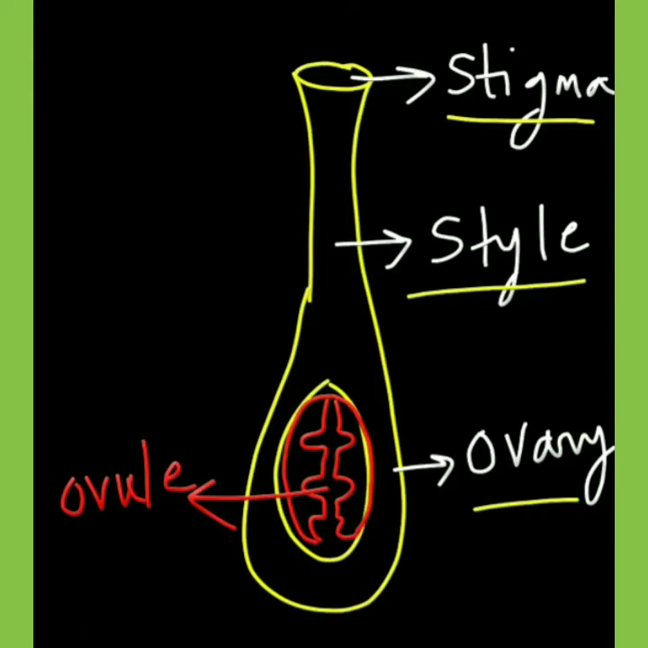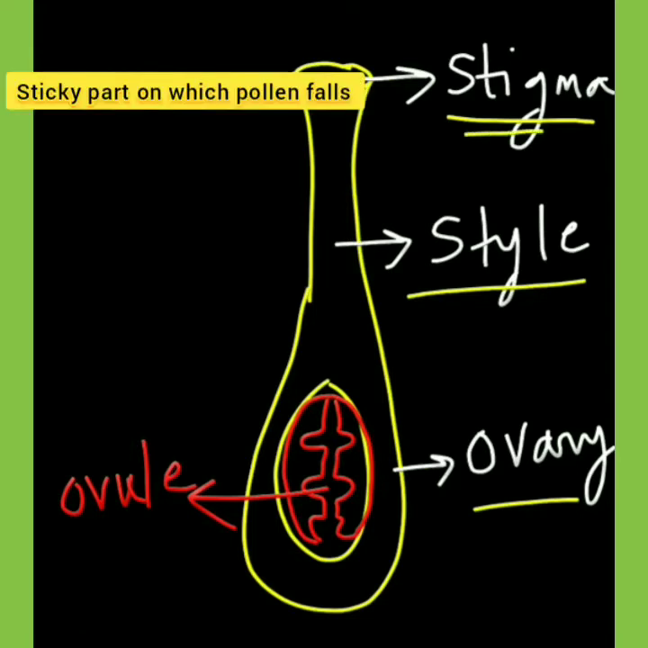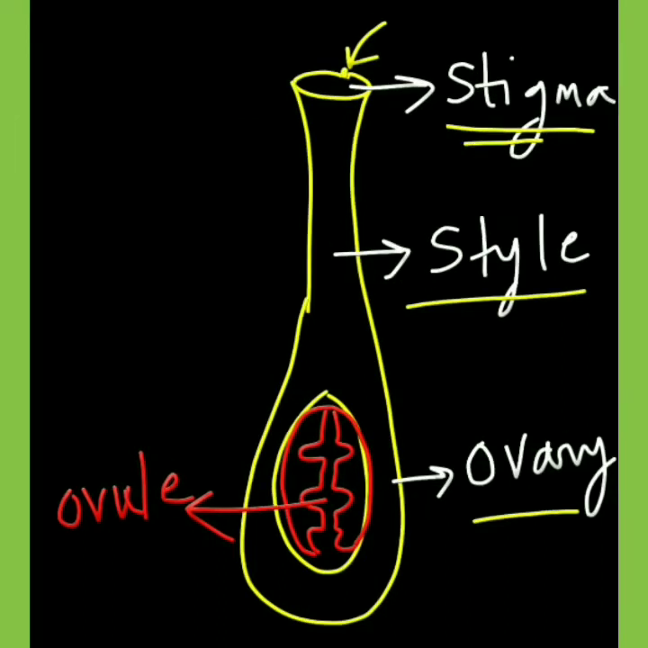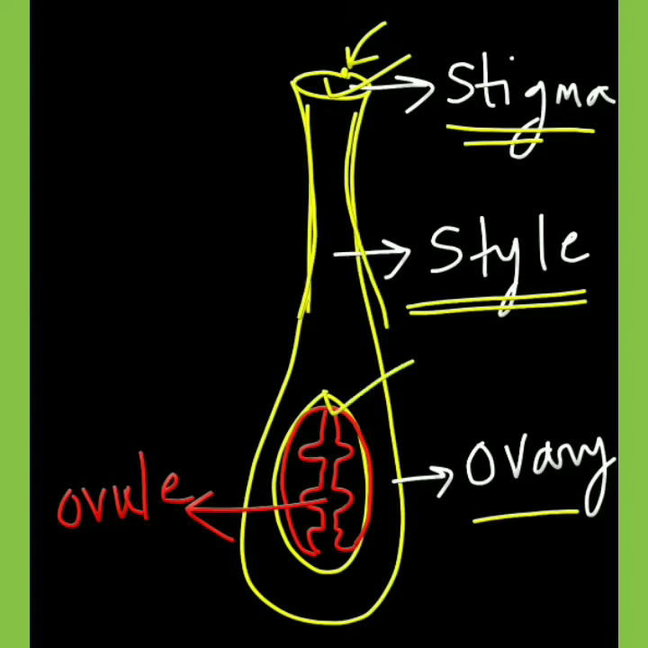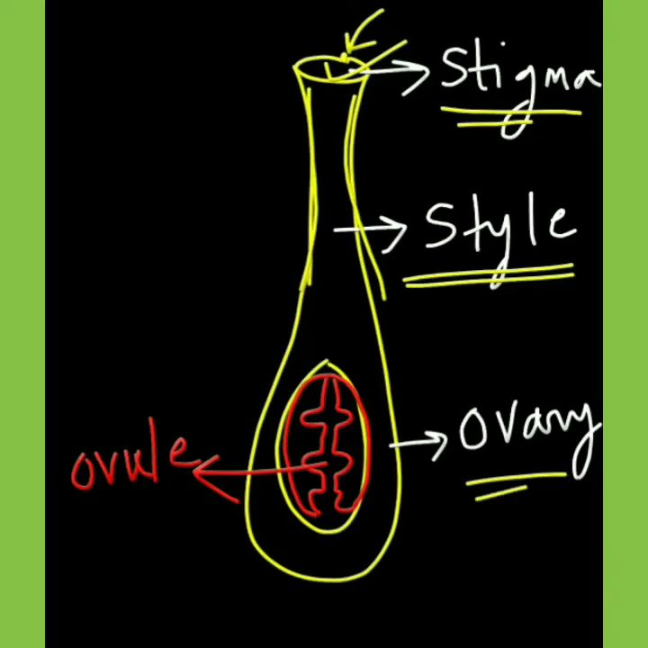So this stigma is the sticky part on which the pollen grain falls. Next is style. So it is a long tube that connects this stigma to the ovary, and this ovary contains ovules which turn into seeds.